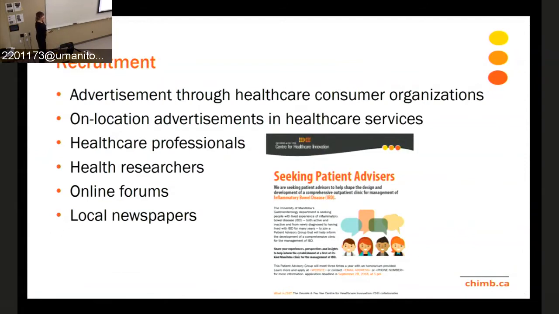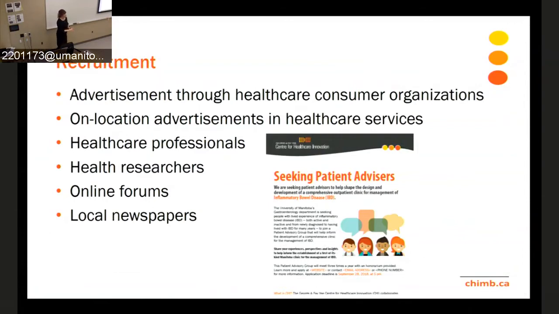Sometimes people like to also do multi-pronged approaches, so on-location advertisements in different healthcare services, whether it's clinics, whether it's hospitals, those electronic boards, sometimes in waiting rooms, you can get an advertisement out there. Also partnering with healthcare professionals.